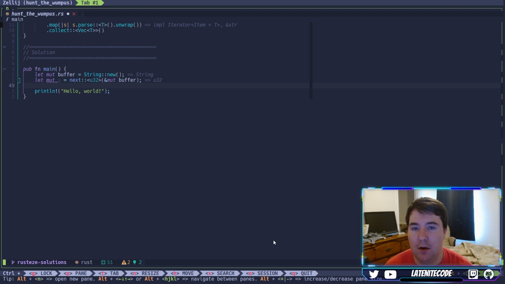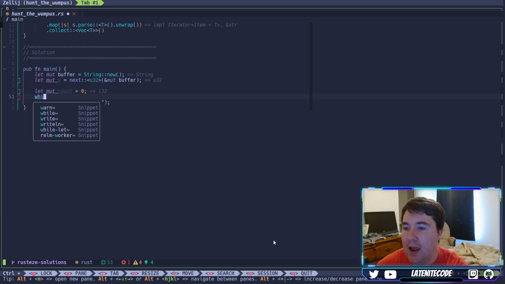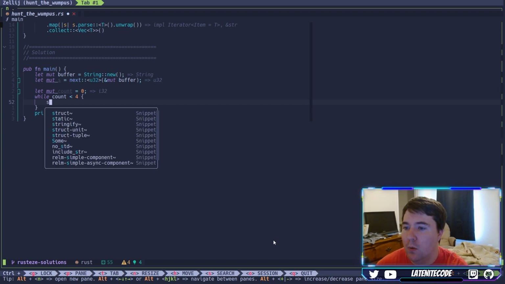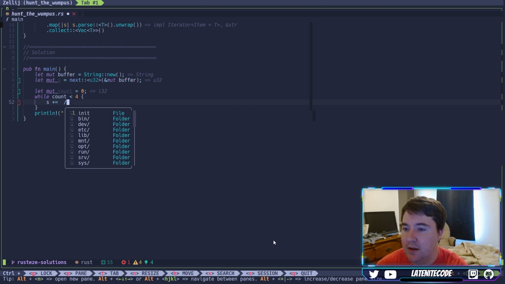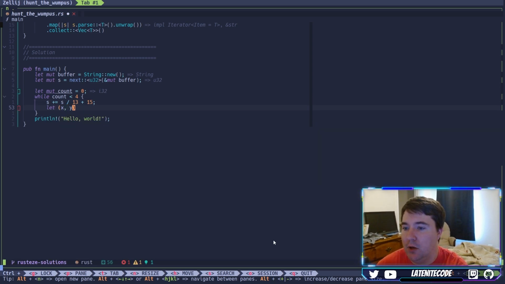Once we have our seed, then our next job is to go ahead and generate 4 unique sets of coordinates. So we're going to go ahead and have a let mut count, which will keep track of the number of unique coordinates. And we're going to say while count is less than 4, which is exactly the number that we need, then we can now use our formula to compute the next s, where s is plus equal to s integer division 13. This is integer division because it's between 2 integers, plus 15. Now we have s, and we can go ahead and compute x and y by using our formula, where x is now s mod 100 divided by 10, and y is going to be mod 10.